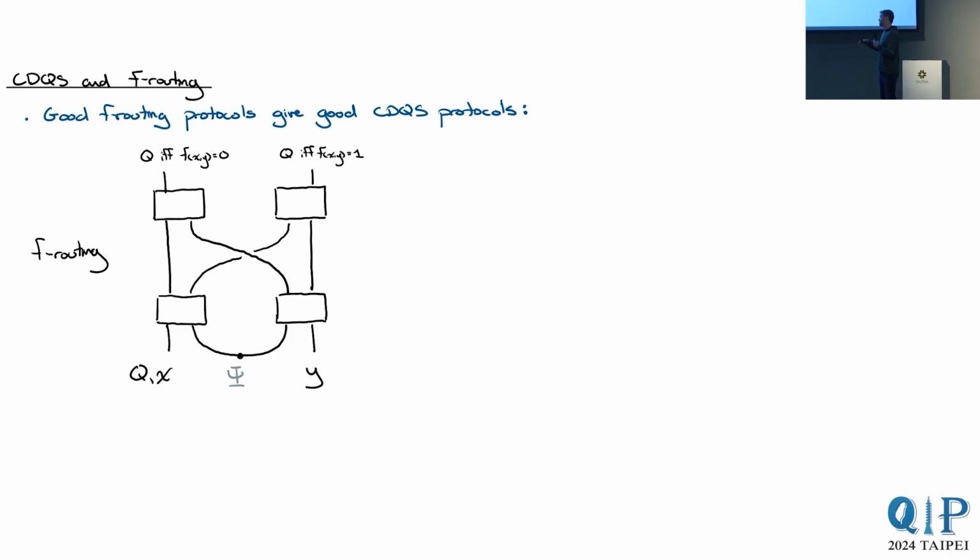Now what I want to do is relate that to the subject of non-local quantum computation. Okay. So what we're going to show, first of all, is that this CDQS primitive is really equivalent to this F-routing subject; essentially they're the same thing. Okay. So I'll first of all show that a good F-routing protocol implies a good CDQS protocol. So to do that, I've started out here with an F-routing protocol in some general form, and from it, I'm going to build a CDQS.